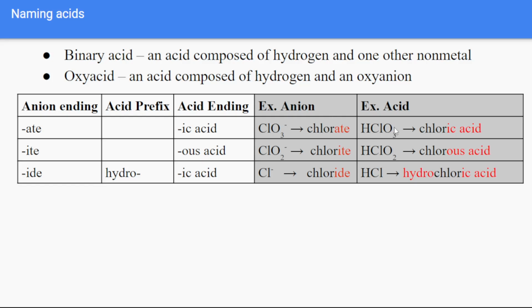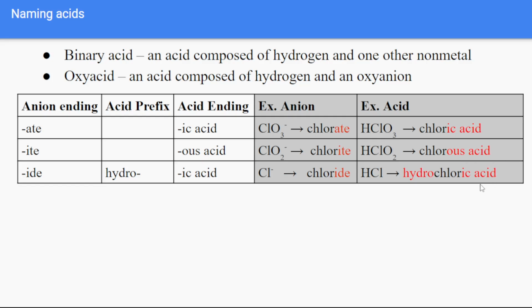And so if your formula is HClO3, we know the anion would be chlorate. And so if your anion ends with ate, we change the ending to ic acid. So if it's HClO3, that's chloric acid. We change the ate to ic acid. But if the ion that's produced is ite, if it ends with ite, that's called an us acid. So chlorite, if that's produced, the acid is chlorous acid. And you look at the formula, ClO2 negative is chlorite, so that's chlorous acid.